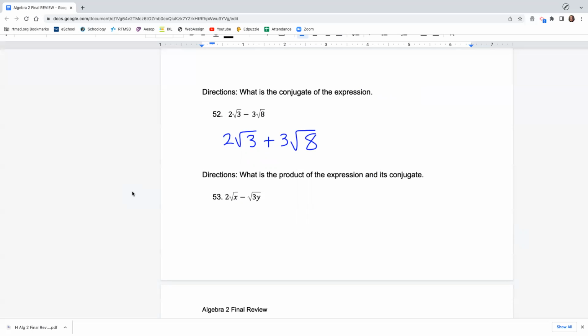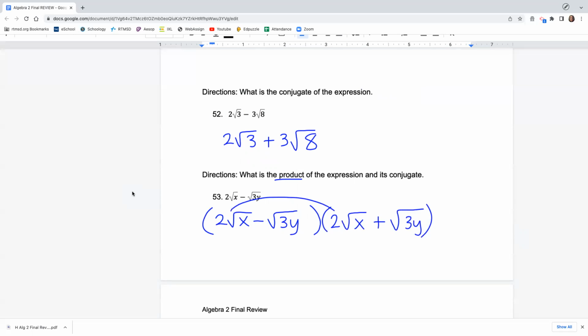For 53, they want us to find the product, which means the answer to a multiplication problem of the expression and its conjugate. So we basically have to take this thing that they give us and multiply it by its conjugate, which is that. Conjugates are cool to multiply because you don't have to FOIL. You just multiply first and last. 2 times 2 square root of x. 2 times 2 is 4, and square root of x times square root of x is square root of x squared, which just equals x.